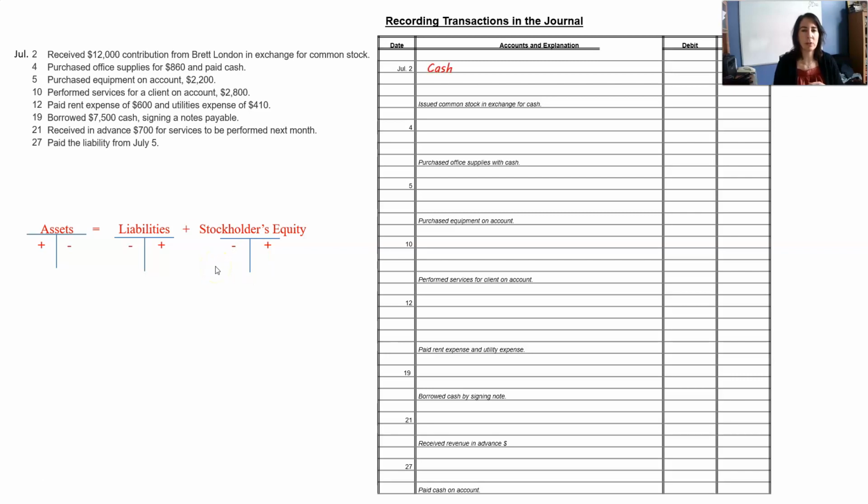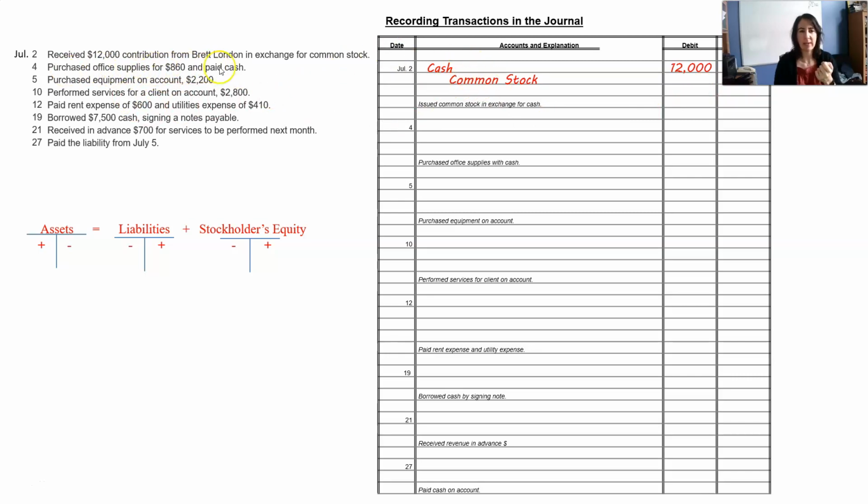All right, so let's look at these. Received $12,000 contribution from Brett London in exchange for common stock. Well, you're dealing with cash, you're dealing with stock. So cash is an asset, you're going to debit cash, and you're going to credit common stock, stockholders' equity item. There you go. I know you can't see that, sorry. All right, that is the formal way of writing it in the journal entry.